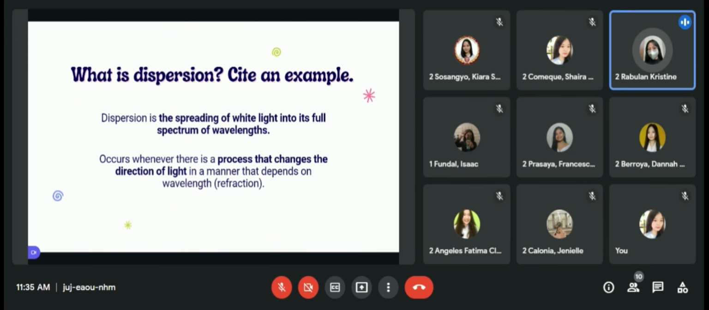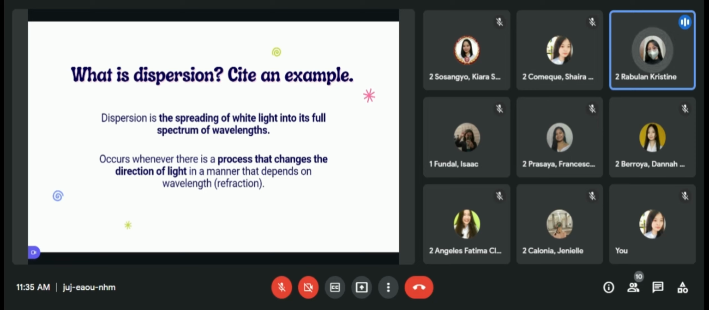Okay, the next one is: what is dispersion, and cite an example. Do you ever see a rainbow, like a multicolored arc? If yes, allow me to discuss how the rainbow is made. A rainbow is made by what we call dispersion. Dispersion is the spreading of white light into its fullest spectrum of wavelengths.